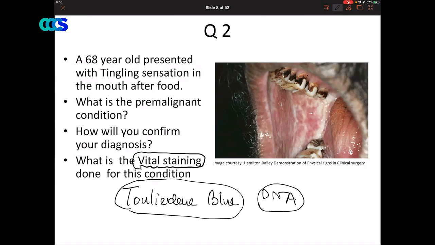Like, say, for example, a good amount of this is Lugol's iodine, which is done in case of Barrett's esophagus, and say toluidine blue in case of this one. If you use toluidine blue, the areas that have more dysplastic cells are going to be more blue, and you can take a targeted punch biopsy from that area and send it for histopathology. Now, what is the treatment for oral submucous fibrosis?